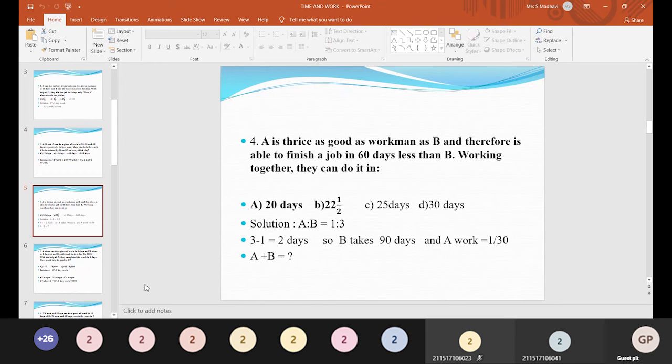So A's 1 day's work is 1 by 30, B's 1 day's work is 1 by 90. A plus B's 1 day's work is equal to 1 by 30 plus 1 by 90, which is equal to 4 by 90, which in turn is equal to 2 divided by 45. A and B together can do the work in 45 by 2 days. If it is converted into a mixed fraction, it is 22 1 by 2. Here option B is the right answer. Working together, they can do it in 22 1 by 2 days.